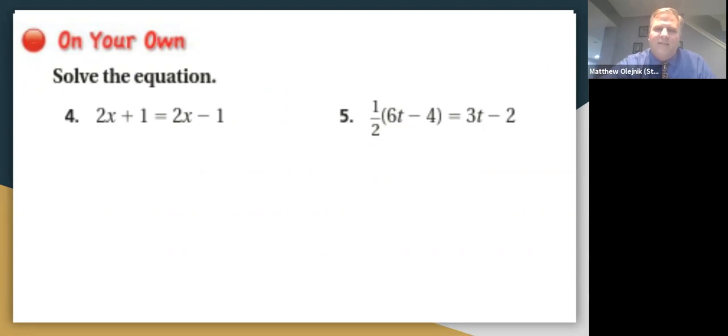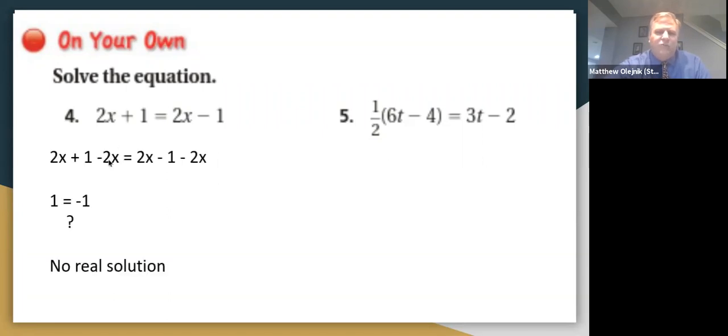All right, welcome back. Let's see how you did. 2x plus 1 equals 2x minus 1. So we're going to subtract 2x from both sides. We're going to get 1 equals negative 1. That doesn't make any sense. So those numbers don't match. No real solution. How about number 5?